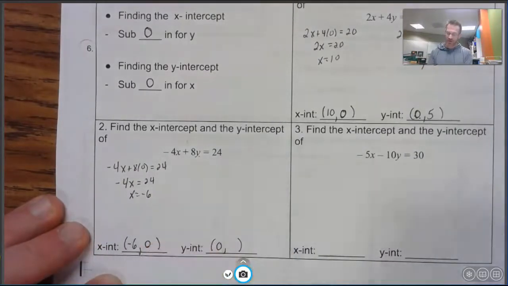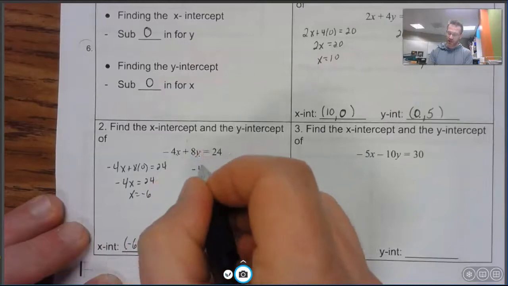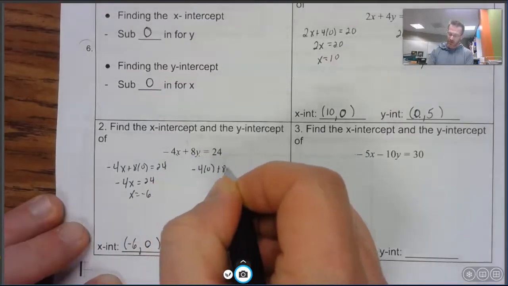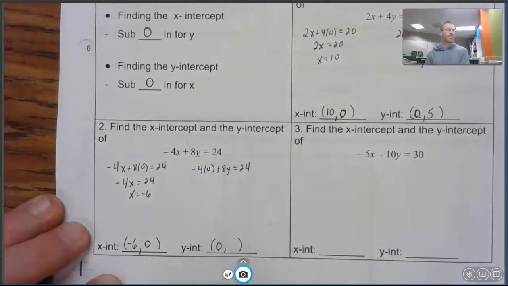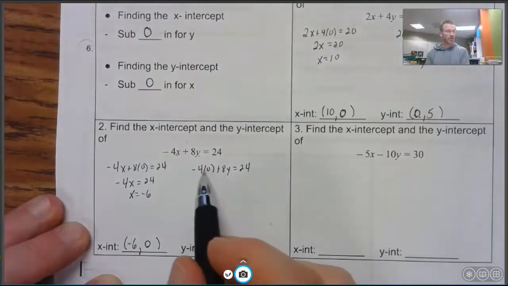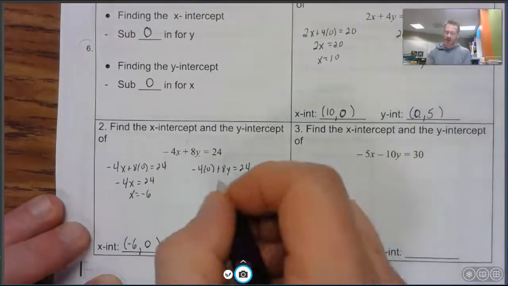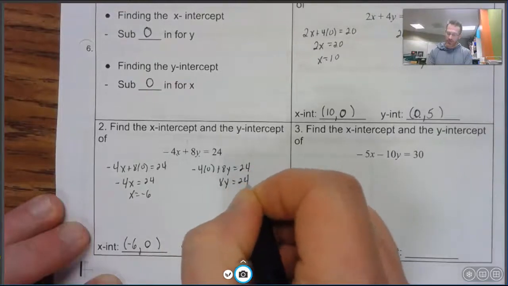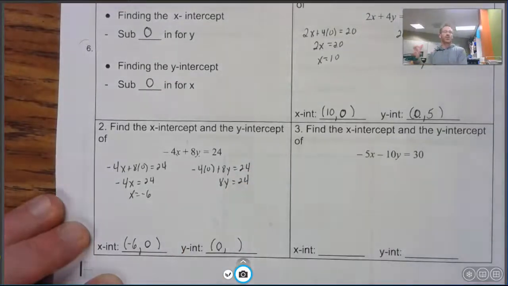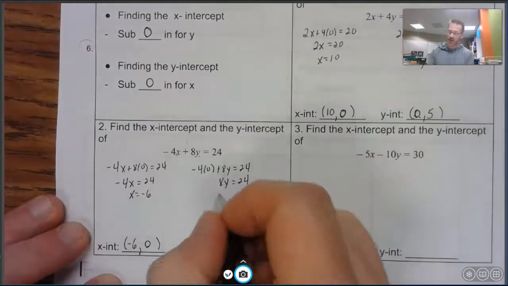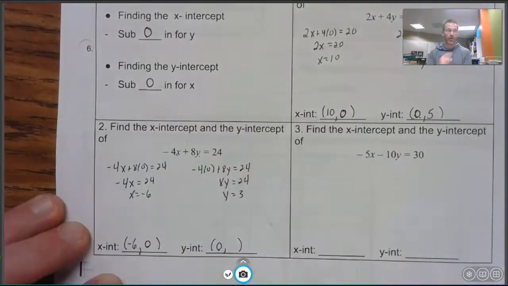So my x-intercept is negative 6. And in a very similar fashion, I'm going to put 0 in now for x. So negative 4 times 0 plus 8y is equal to 24. All right, so negative 4 times 0 is 0, so that's gone. And that leaves me 8y equals 24. Well, 8 times what is 24? 8 times 3 is 24.